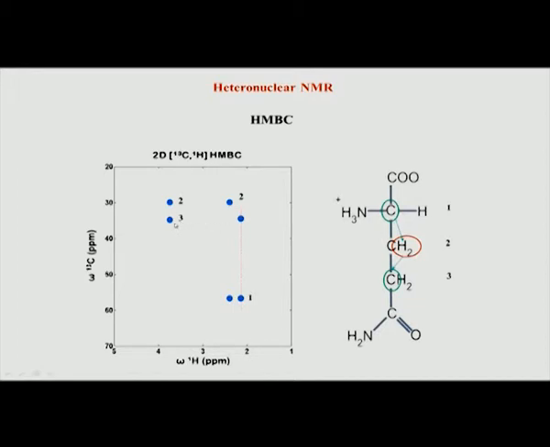on this axis. On this axis, a number is given for the carbon, and you can see this carbon is number 3 and this carbon is number 1. So, we are getting 1 and 3 correlations for the proton which is number 2. That is what is indicated here, that for the second proton on the second carbon, the proton shows correlation to this carbon as well as this carbon.